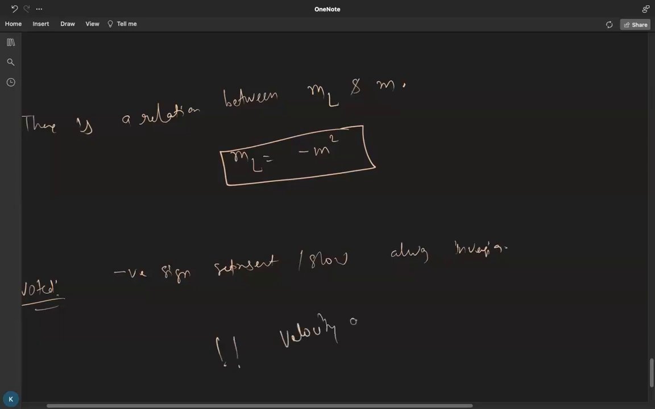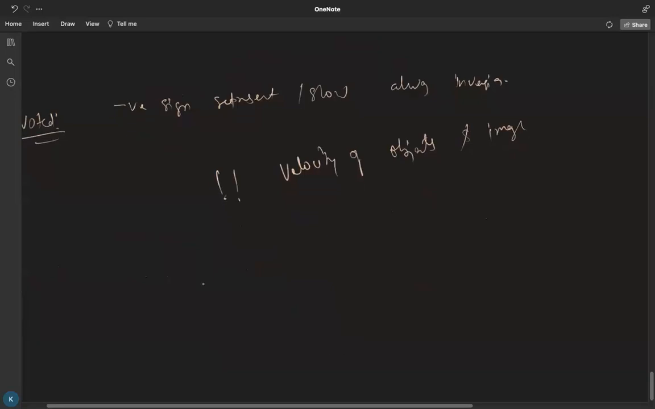Velocity of objects and images, as we did in the plane mirror, where we derived what happens in a plane mirror when the motion is parallel and perpendicular, right? Whenever the object is traveling parallel to the mirror, it will be the same. But whenever it travels perpendicular to the mirror, it will be in the inverse direction. So we found a relation there: velocity of image with respect to mirror is equal to velocity of object with respect to mirror in case of parallel.